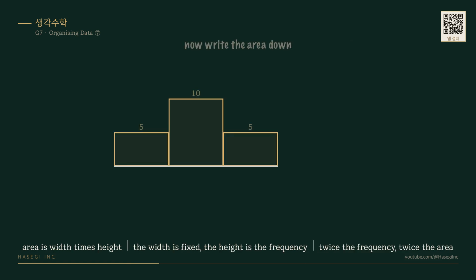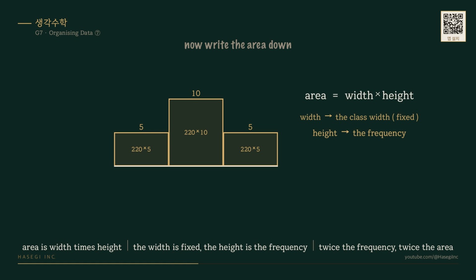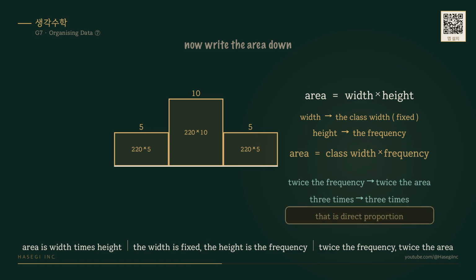Now write down the area. A rectangle's area is width times height. The width is the same number for every column, and the height is that class's frequency. So the area is always one fixed number times the frequency. Twice the frequency, twice the area. 3 times, 3 times. That is proportionality.